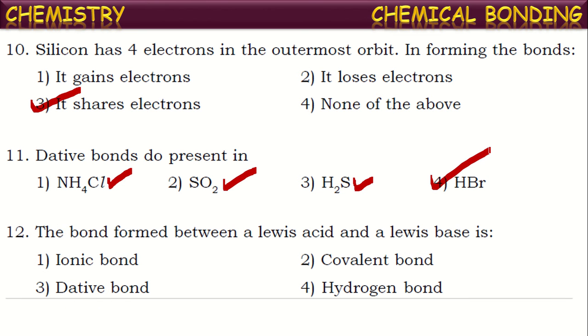Next one, the bond formed between a Lewis acid and a Lewis base. Here, Lewis acid means the atom, ion or molecule which is ready to accept a pair of electrons, and the ion, molecule or atom which is ready to donate a pair of electrons is called Lewis base. Between these two, generally a dative bond, a coordinate covalent bond, will be formed between the Lewis acid and Lewis base. Okay, next one.